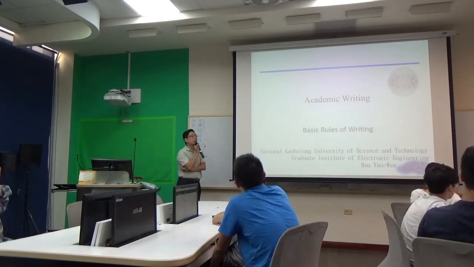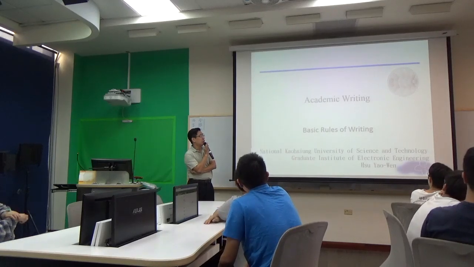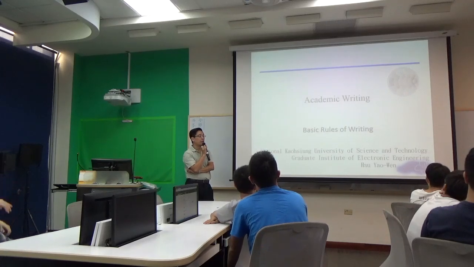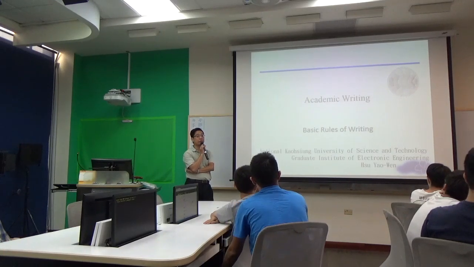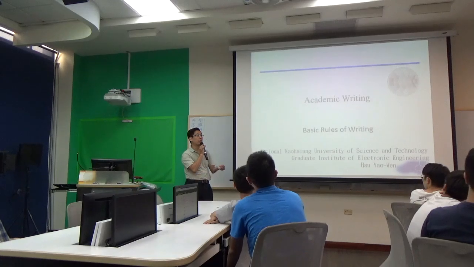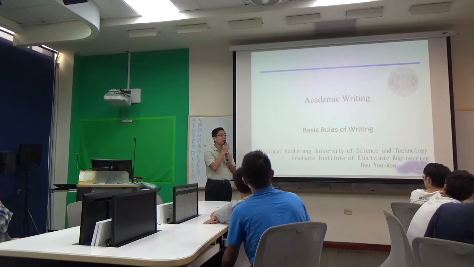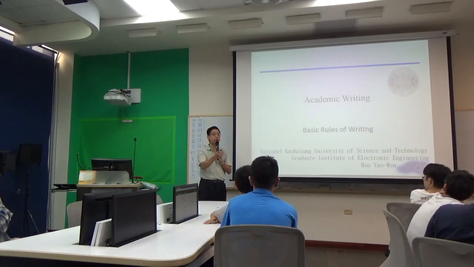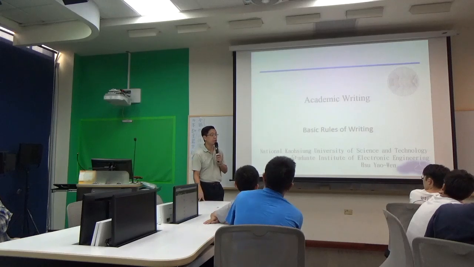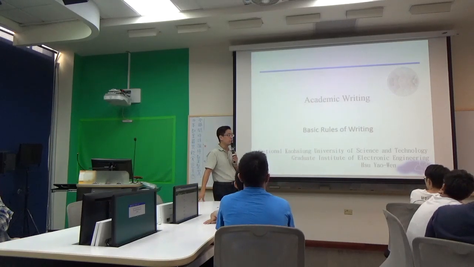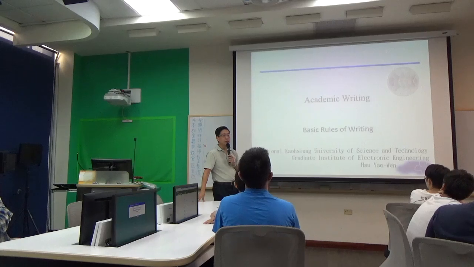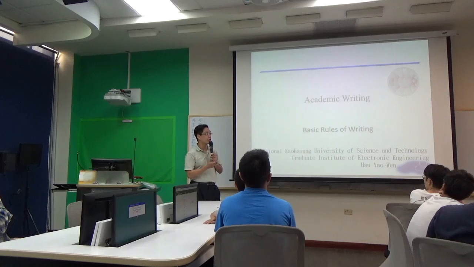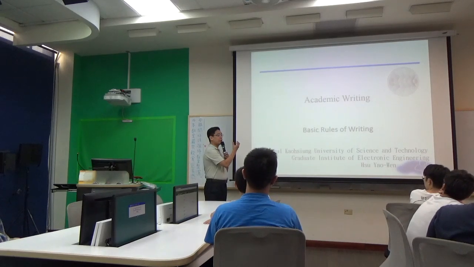So, how to write a good academic article? Maybe I will give you some examples. First, last week we talked about the vocabularies, right? First, you need to know the English words. This is the first step. Second, what is the important thing? Maybe you have to be a good researcher, right? You need good content.